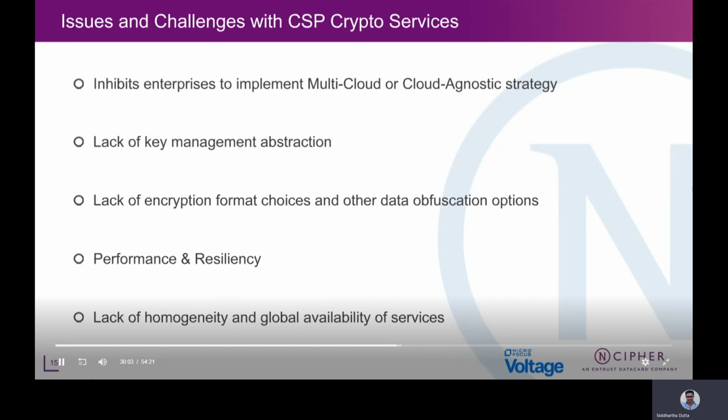When it comes to a service that has to be called every time a single data element needs to be protected or unprotected, and you are dependent on the underlying network, it poses a tremendous risk.